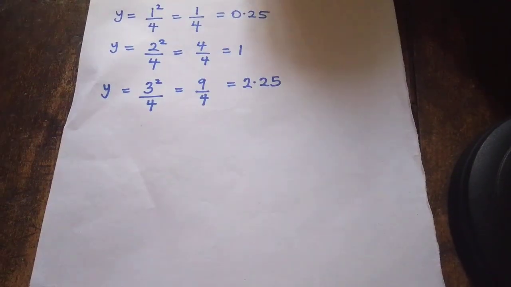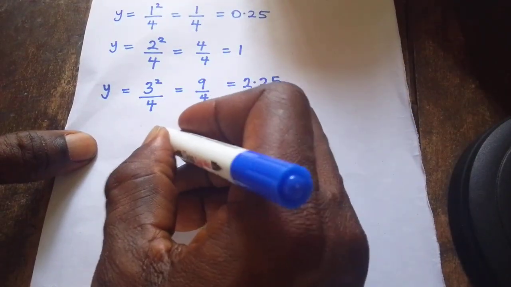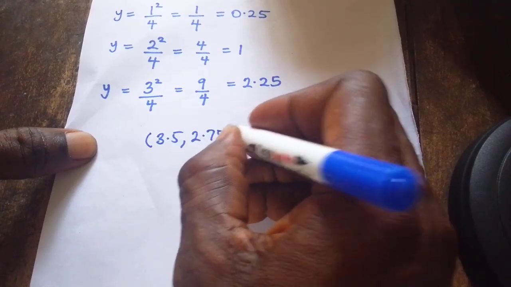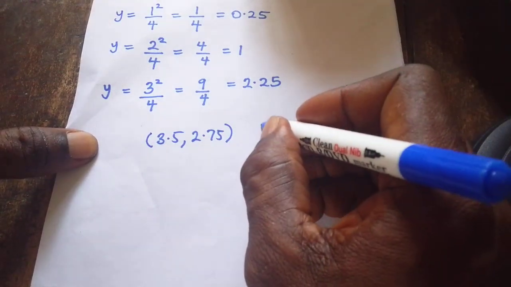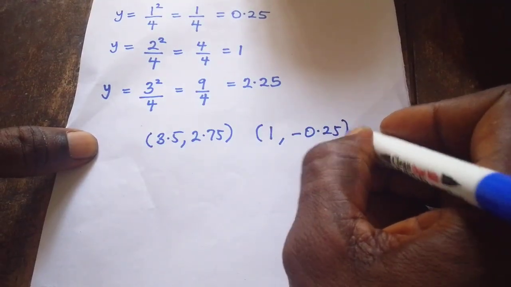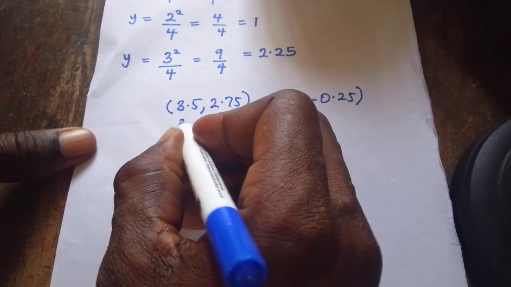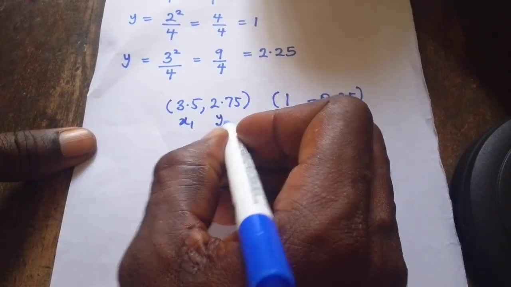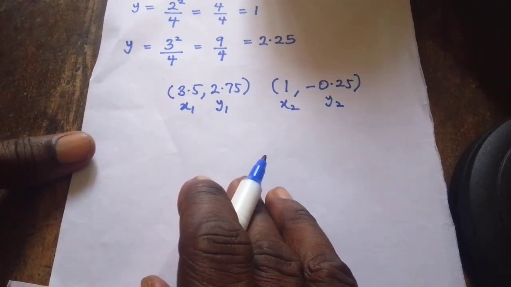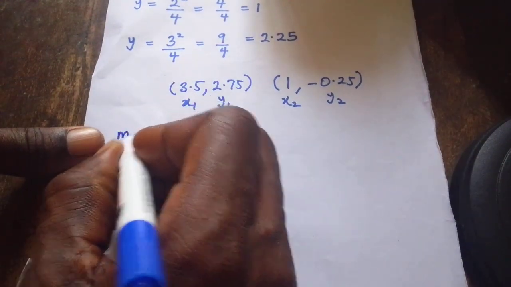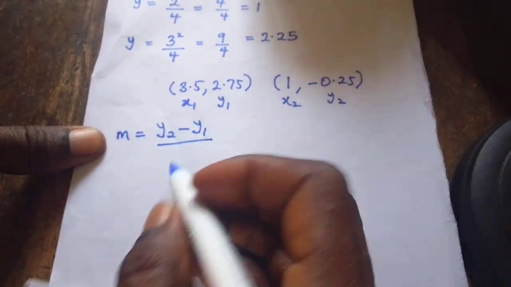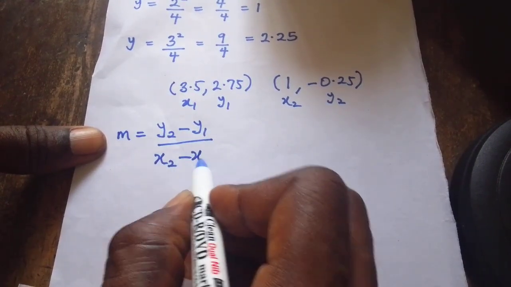Now the two coordinates I'm having are 3.5 and 2.75. Then the other coordinate is when x is 1, y is minus 0.25. So I can make this one my x1, y1, and this one my x2, y2. So you now substitute into the formula for the gradient. M equals y2 minus y1 over x2 minus x1.